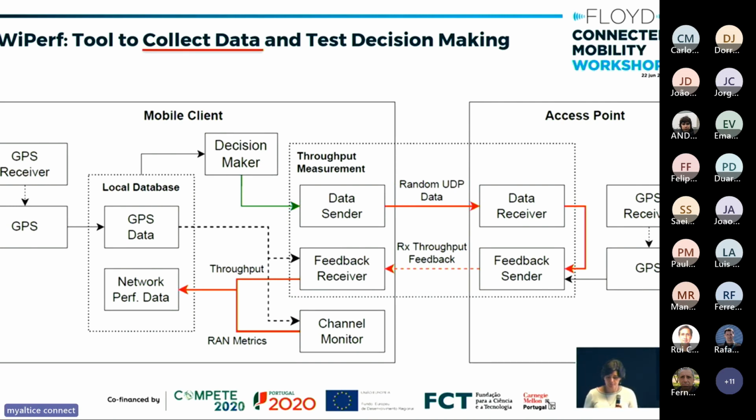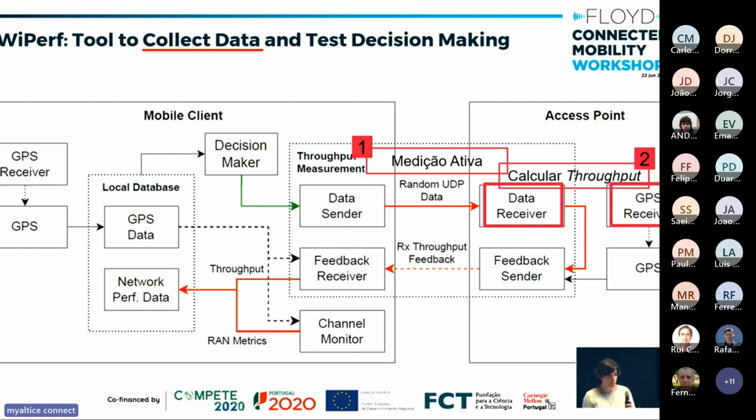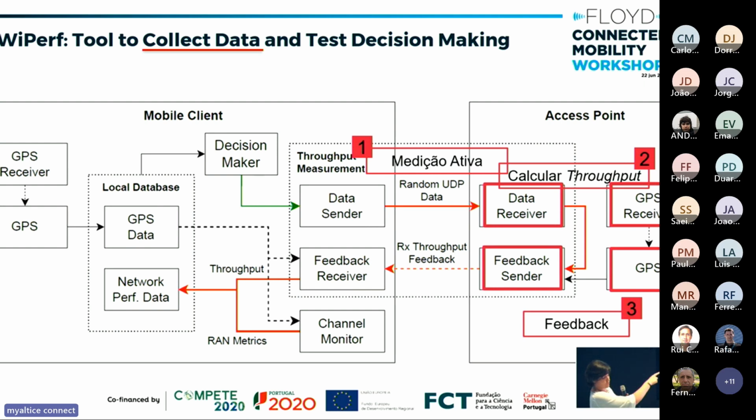First, to collect data. In this case, we are sending data very heavily, making the channel busy. We are collecting data on the receiver side, as calculating throughput is just counting, annotating it with GPS, and then sending the feedback and collecting the data in this network performance database that you see here on the left. Then we have the second function, which is decision-making testing for network management. This is what you would actually do in real time.